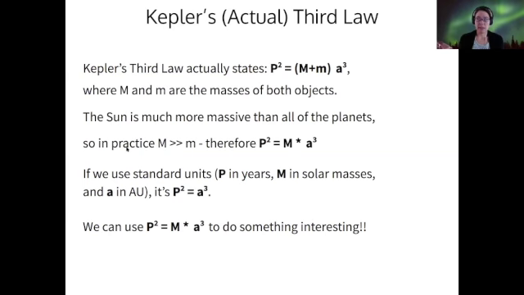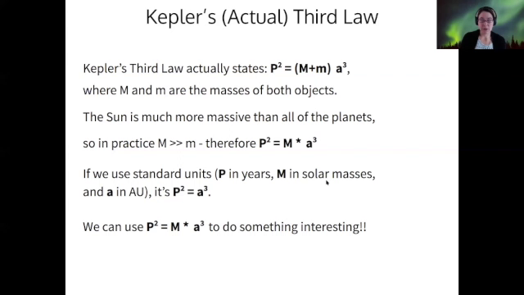squared scales as the semi-major axis cubed, that's not actually totally correct. Kepler's third law actually states that the period squared is equal to the total mass of both objects times the semi-major axis cubed. But remember, we just said that the mass of the planets are pretty much negligible compared to the mass of the sun. And so for all practical purposes, you can basically say that the mass of the planet doesn't count at all. And so we get P squared is equal to the mass times the semi-major axis cubed.